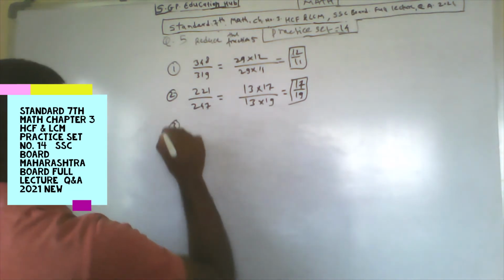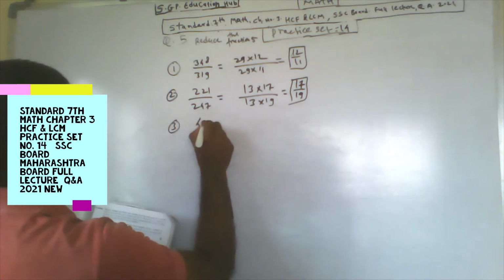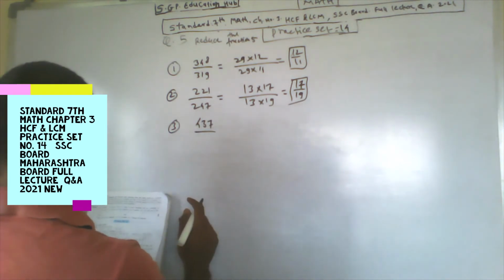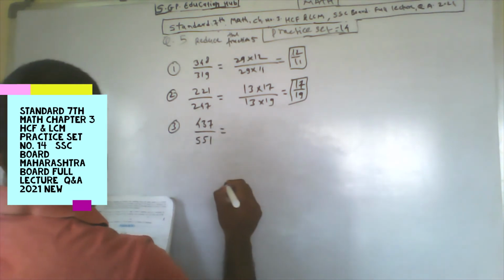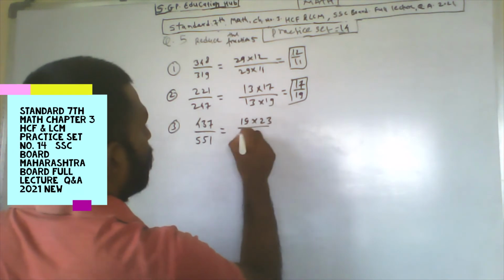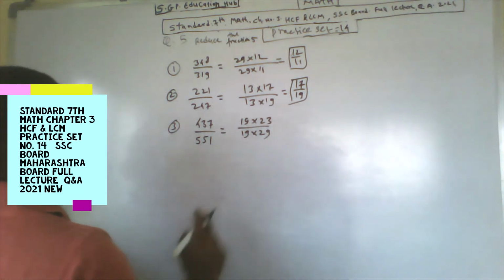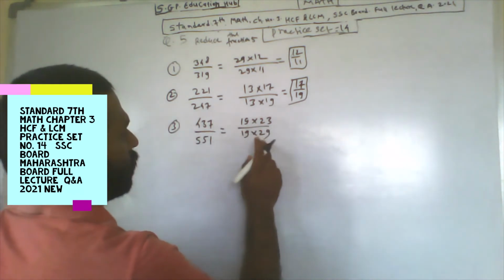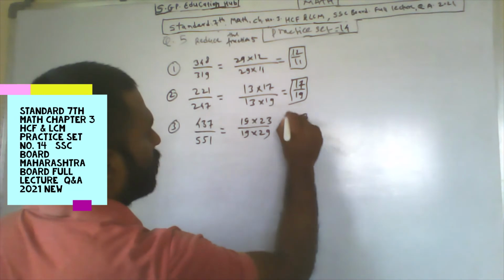The third fraction is 437 upon 551. Answer is 19 into 23, 19 into 29. 19 cancels, 23 upon 29 is the answer.